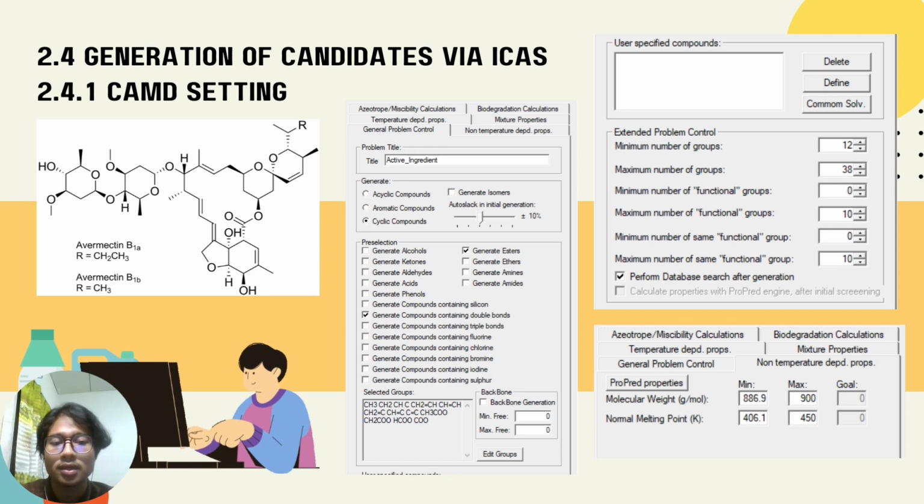The CAM software is used to generate esters and compounds with double bonds. The desired number of groups and functional groups are specified in the figure at the right side. The proper properties are restricted in accordance with their values under a non-temperature dependent properties tab, as shown in the figure on the left side. The target molecule has a cyclic structure and at most 10 functional groups with a molecular weight between 886.9 and 900 grams per mole. The melting point is set between 406.1 Kelvin and 450 Kelvin to prevent liquid pesticide combination.